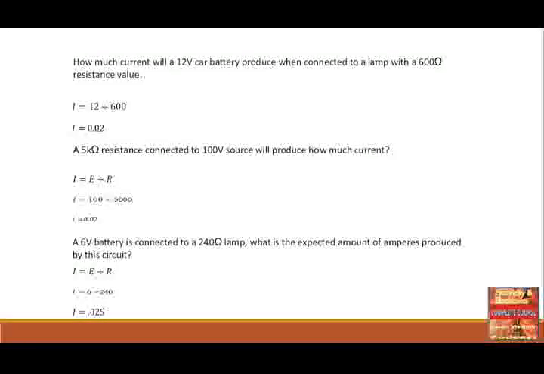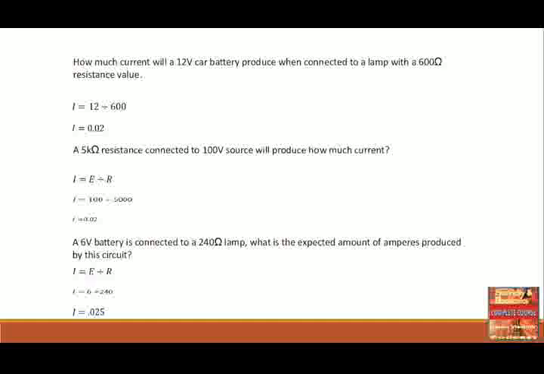How much current will a 12-volt car battery produce when connected to a lamp with a 600 ohm resistance value? Again, using Ohm's law formula for current, I equals, in this case, 12 volts divided by 600 ohms, which gives us a current of 0.02 amps.